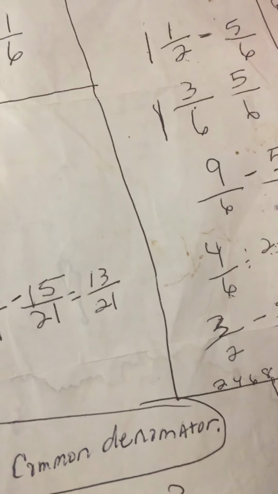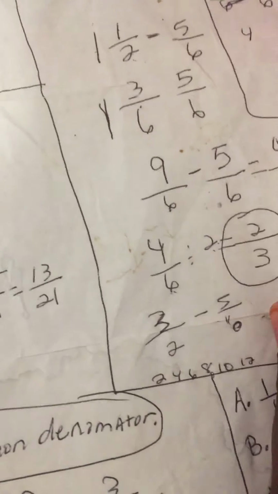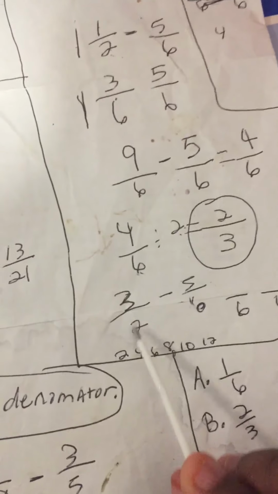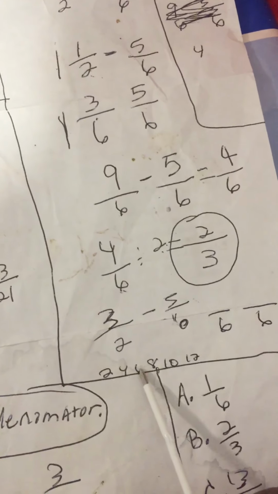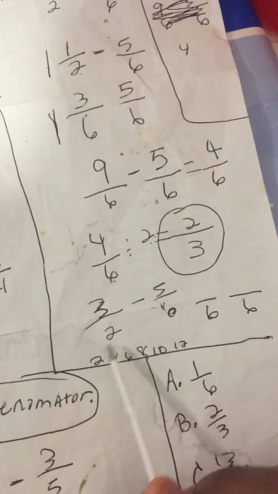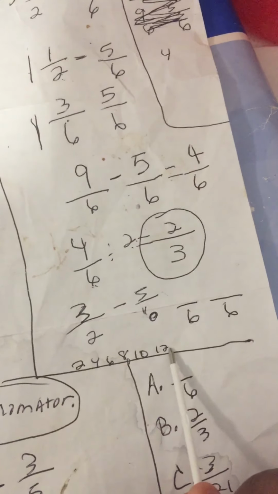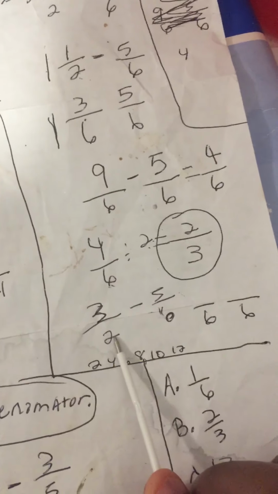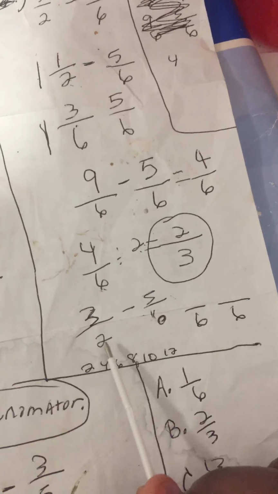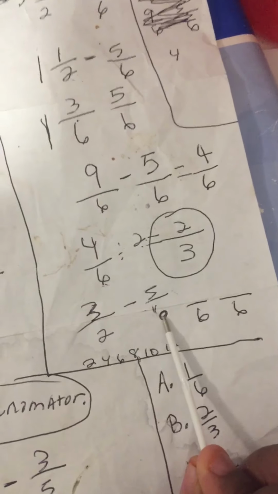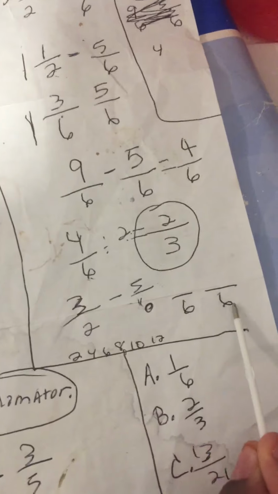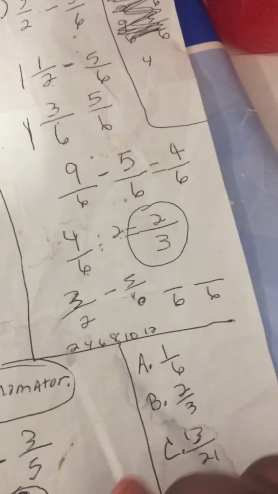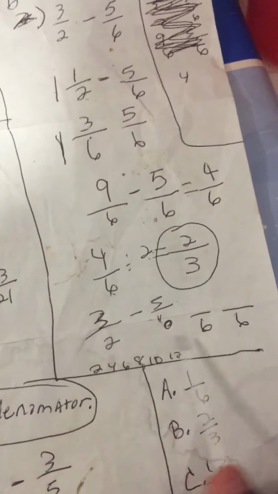So 6, 6. We just going to put that on the bottom because we found out that what this number has in common with this number is a 6. Because 2, 4, 6, 8, 10, 12. The 2, we can relate to that. And we can also relate the 6 to this set of numbers too. So we just take 6 because that's the highest common denominator.